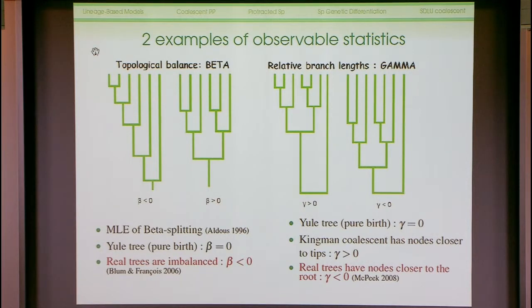And the gamma statistic is a statistic that measures the relative branch length of the tree, in the sense that for the Yule tree, gamma equals 0. The Kingman coalescent, which has nodes closer to tips, has a positive gamma, as in this picture here, to the left. But it has been observed that many real trees, not all, but many real trees have nodes closer to the root. And so one of the goals of many macroevolutionary biologists these days is to explain these two patterns. Why do we observe negative betas and why do we observe negative gammas?